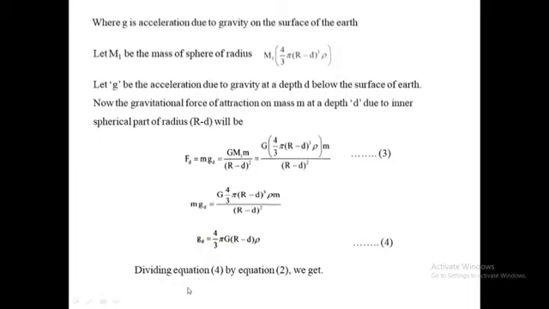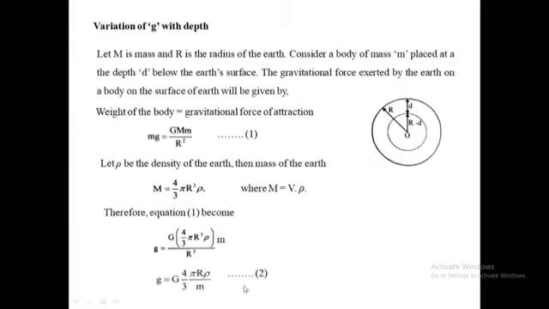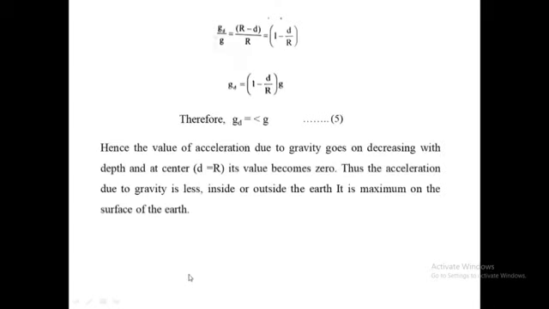Therefore, dividing equation 4 by equation 2, we get g_d upon small g is equal to (R minus d) upon capital R, which is equal to 1 minus d upon R. Therefore, finally we get g_d is equal to (1 minus d upon R) into g. Therefore, g_d is less than small g. This is equation number 5.